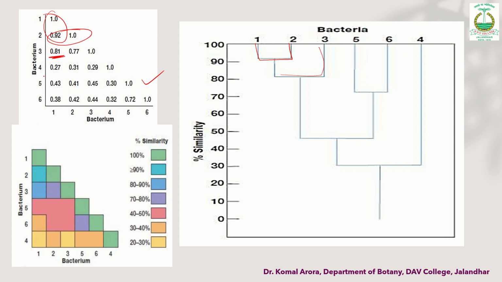4 is totally different. The values are lesser. Then 5 and 6, they are more closely related. Their values are closer. So on the basis of it, we are calling it association coefficient. So obviously it is telling us how closely the species are related. So this is how ultimately we are going to plot their percent similarity.